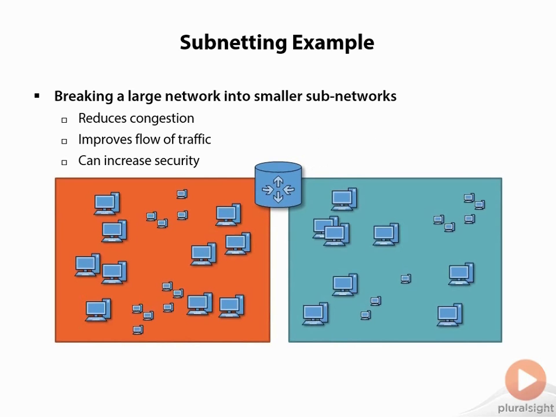So on an IP-based network, we constantly have collisions, and the more hosts we have on a network, the more those collisions will occur. It makes the overall network much, much less efficient. So by breaking it down into smaller subnetworks, we increase the efficiency.